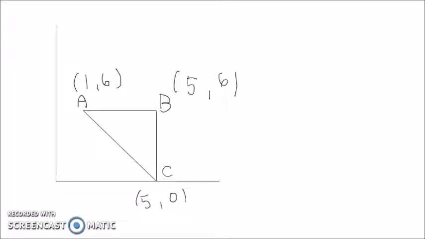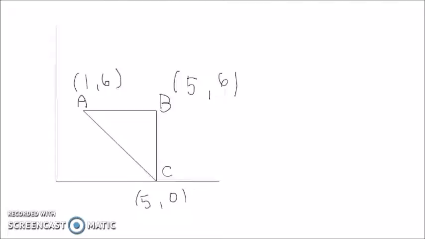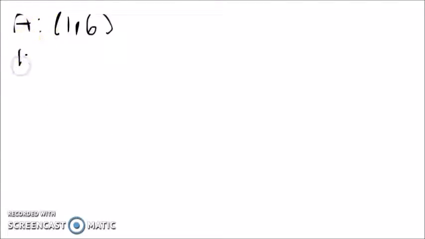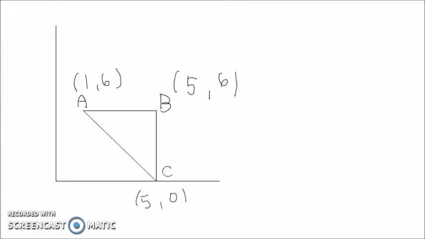So let's label them. A is (1, 6), and B is (5, 6), and C is (5, 0). So we'll be using the distance formula.